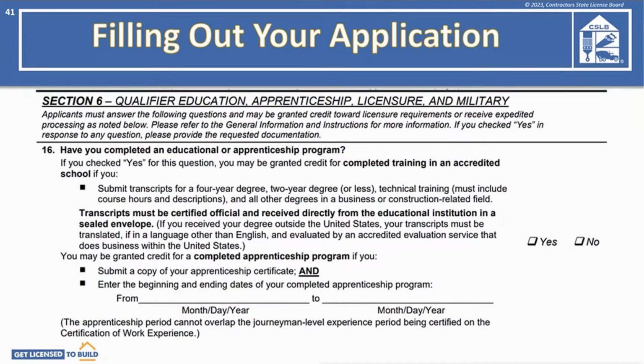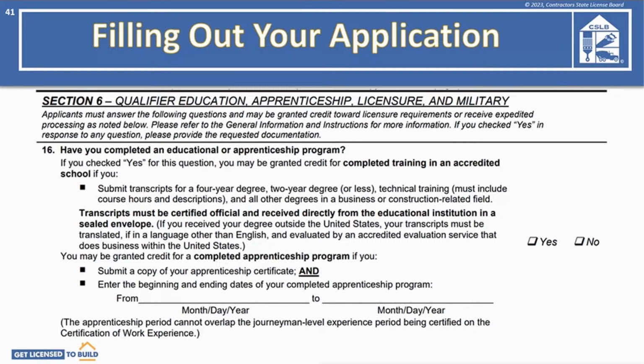Section 5 is a series of yes and no questions, so we're not going to cover those here. Section 6, qualifier education, apprenticeship, licensure, and military. You may be granted credits towards the 4-year experience requirement based on your education.